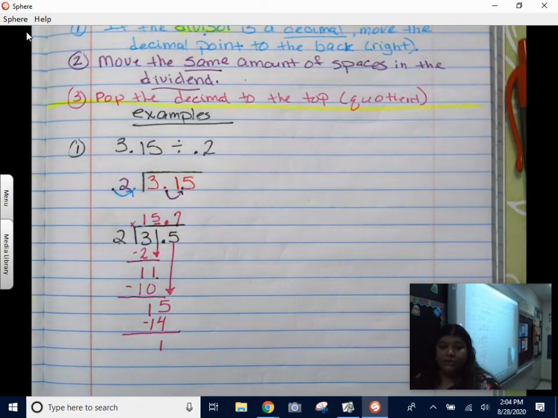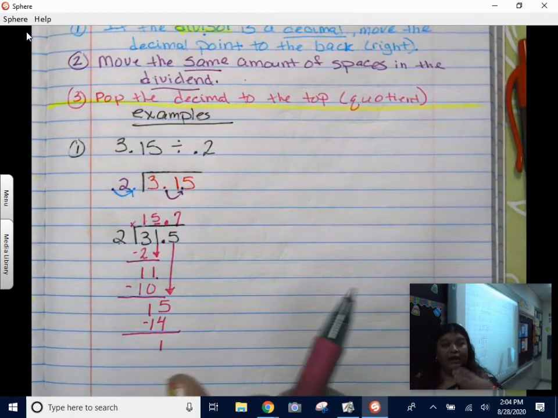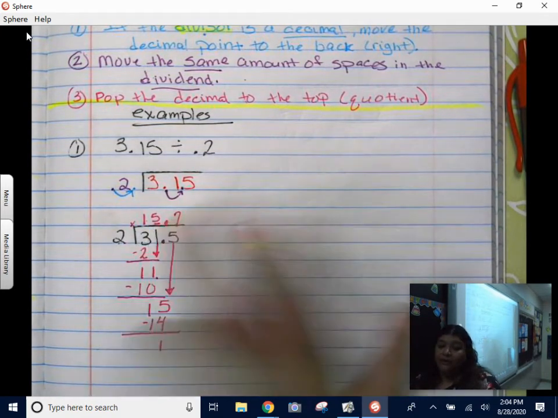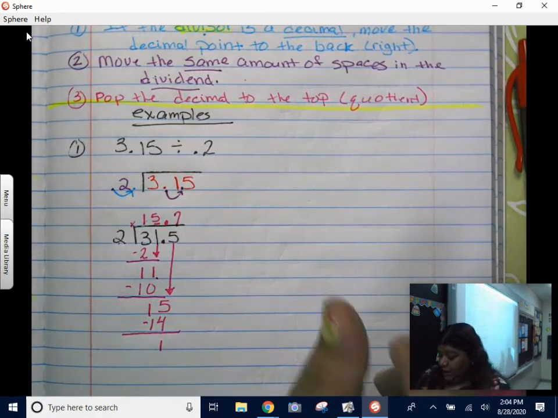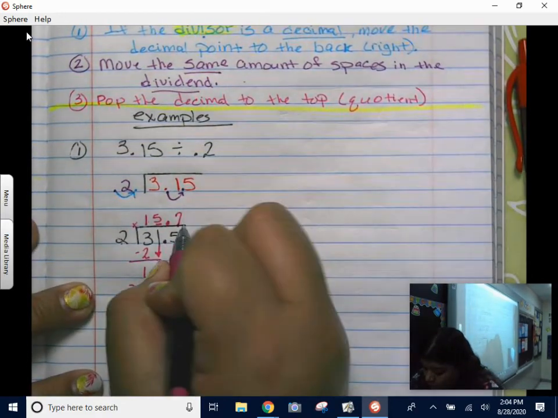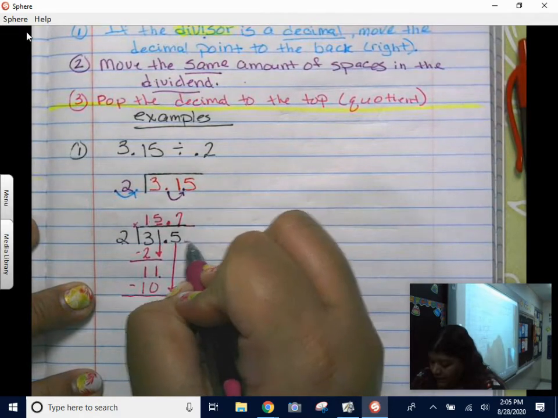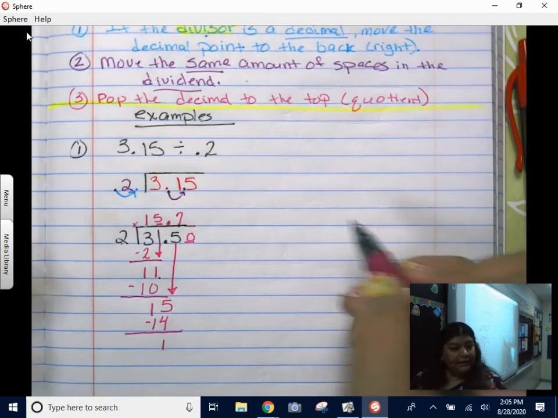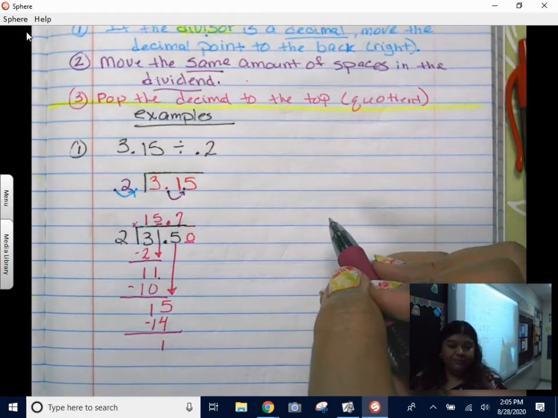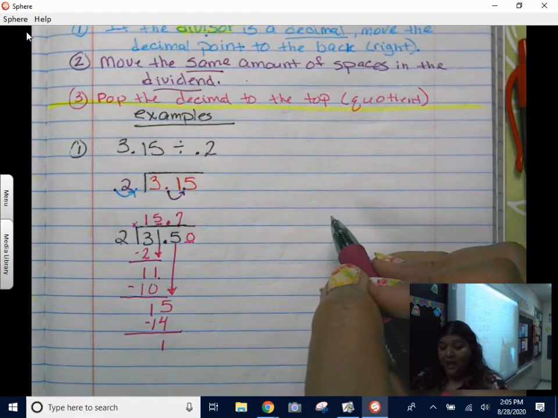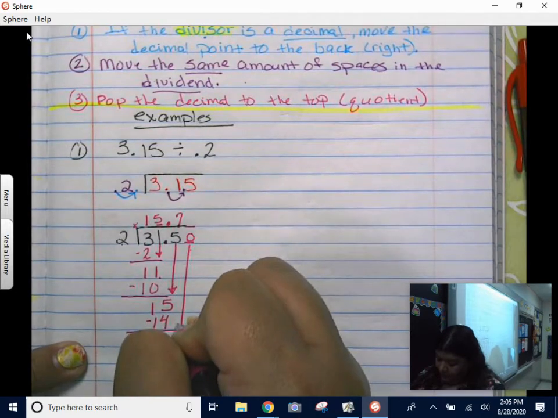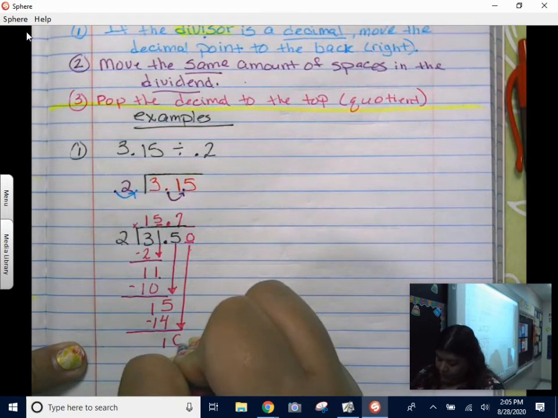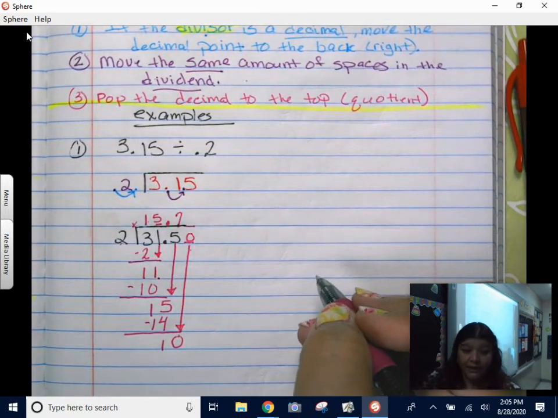Okay? I have no numbers to bring down. So how can I keep on going? Because I don't see a pattern yet, and it didn't tell me to round, so I have to keep on going. So when you need to keep on going, you're going to add our handy dandy invisible 0. Add him in there, okay? And we're going to bring him down. And he's going to turn that 1 into a 10, okay?